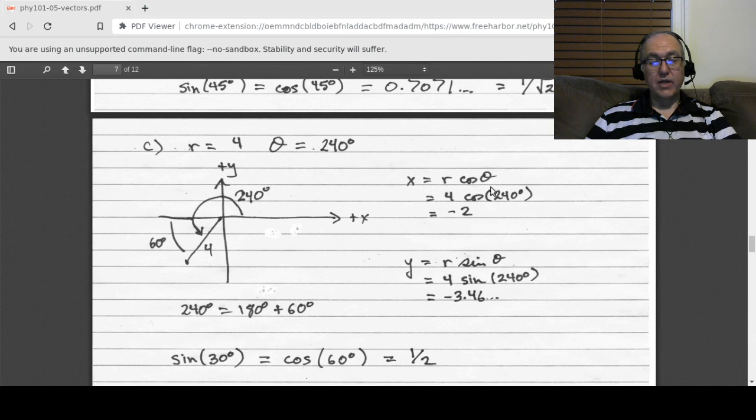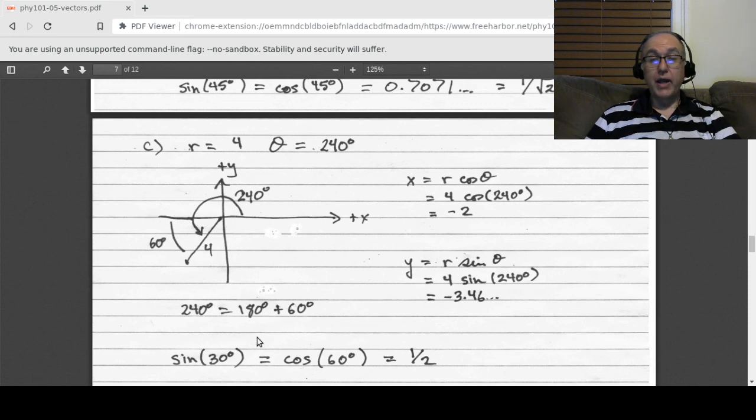So x is equal to r cosine theta. 4 cosine of 240, that's negative 2. That kind of makes sense because you're in the negative direction. And then y is equal to r sine theta. That's 4 sine of 240, and that's negative 3.46. And so both x and y are negative. That lands you in the third quadrant, as expected.